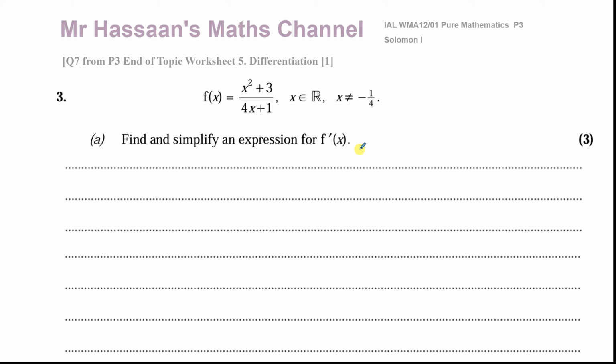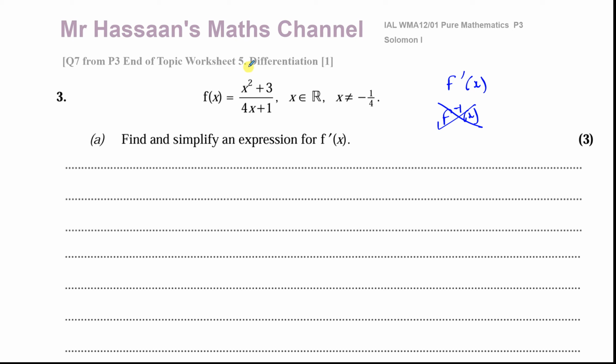Now, one of the things that students mix up is f dash of x, which is when you have to find the derivative or differentiate f of x, and f to the power of minus 1 of x, which is the inverse. We're not finding the inverse. Many students make this mistake where they mix up finding the inverse and finding the derivative, so they go out trying to find the inverse of this function and of course lose all the marks. Here they're asking us to find the derivative, so find and simplify an expression for f dash of x.